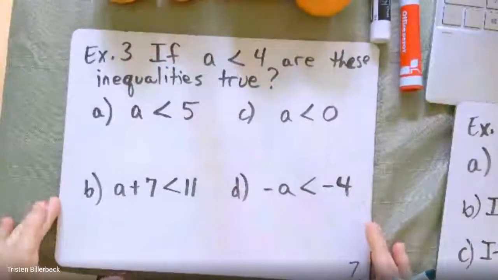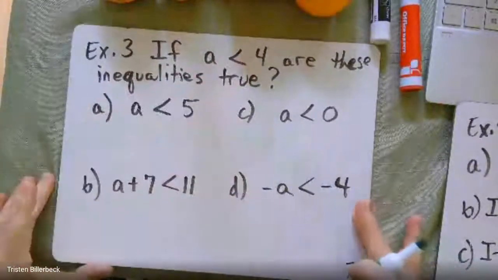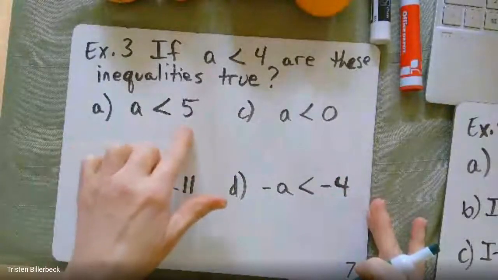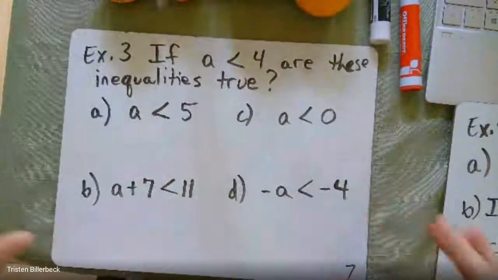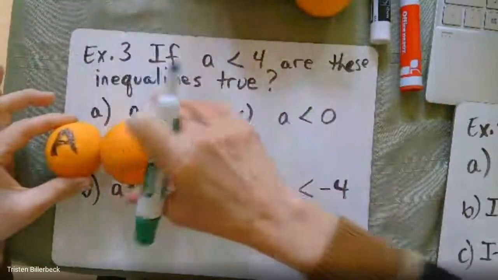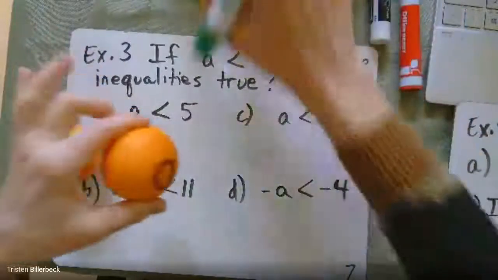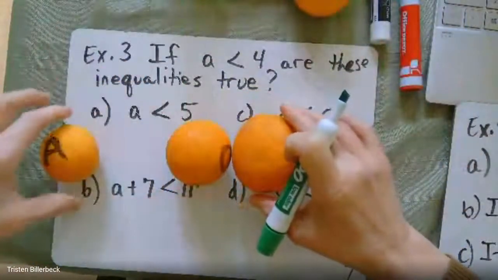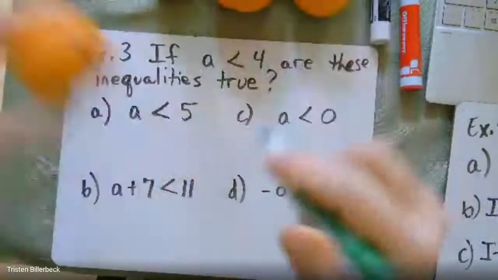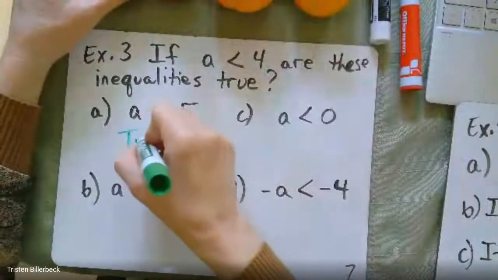All right, let me grab some of these other boards. Okay, so the next one. If A is less than 4, are these inequalities true? So is A less than 5? Well, if we remember, if A is less than 4 and 4 is less than 5, then A has to be less than 5. So true.